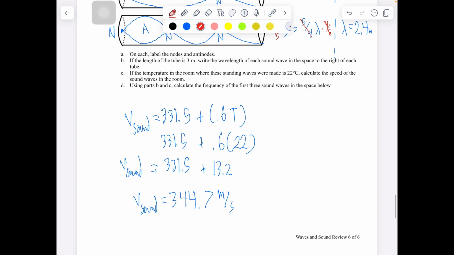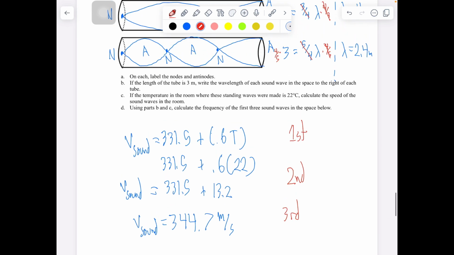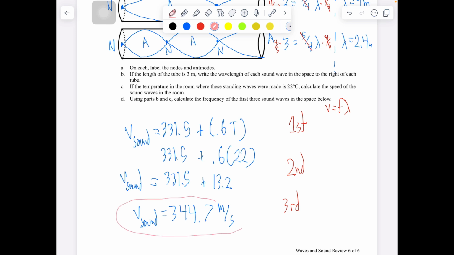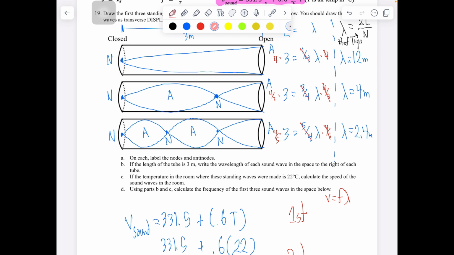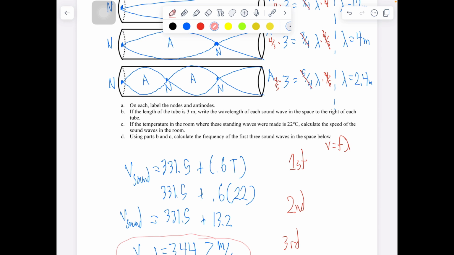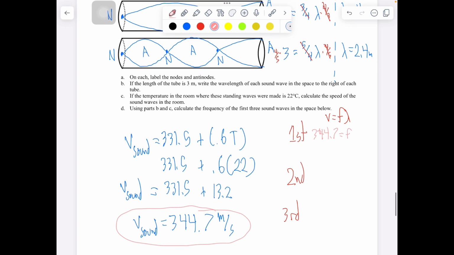Alright. For the first pattern, second pattern, and third pattern, calculate those frequencies. Well, we are just going to be using velocity as frequency times wavelength. So, for our first pattern, we know the velocity. It is going to be our 344.7. That's going to be consistent for each pattern, because no matter the pattern, the medium sets the wave speed. So because they're all traveling through the same air at the same temperature, they're all going to be traveling the same speed, no matter their frequency or wavelength. So 344.7 is equal to frequency that we're solving for times our wavelength.